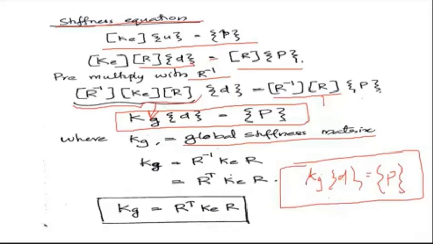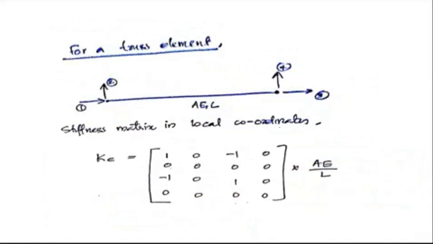So you will get Kg as R inverse Ke R, or simply, since R inverse is the same as R transpose, Kg can be written as R transpose Ke R. So we have obtained the global stiffness matrix from the element stiffness matrix using the rotation transformation matrix R. Now, what is R? We will derive the equation for R. If you consider a truss element with 2 degrees of freedom at each node, and A, E, and L are the axial rigidity and length of the member.